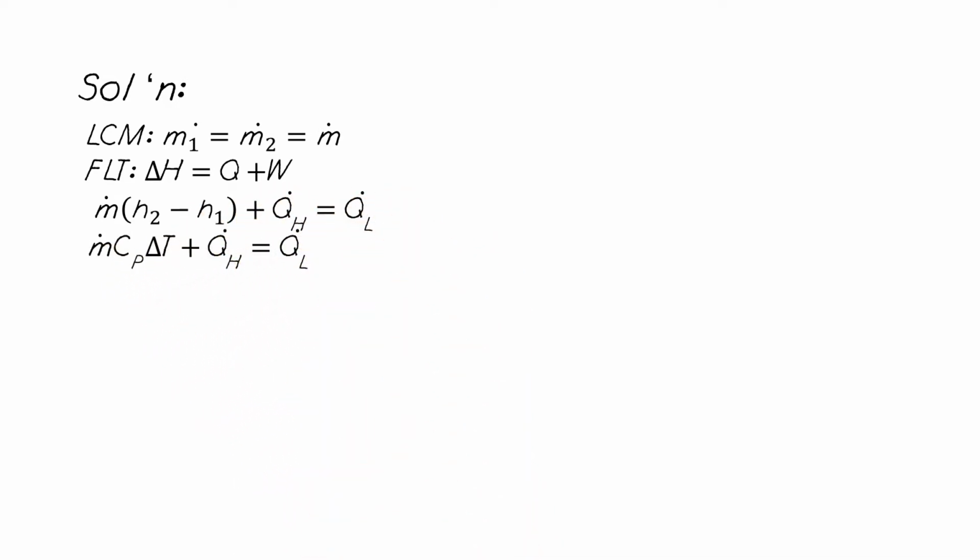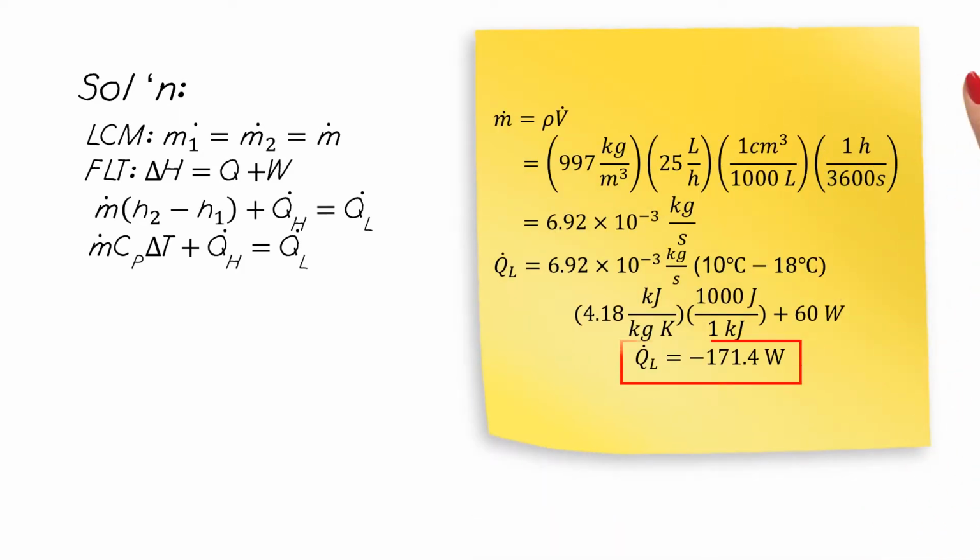The law of conservation of mass of this process is mass 1 is equal to mass 2. To simplify, let mass 1 and mass 2 be equal to mass. The first law of thermodynamics of this process is the rate of change in enthalpy equal to the sum of the rate of heat transfer and the rate of the work. For ideal gas, enthalpy is Cp dT. Hence, in the equation, mass flow rate is equal to the volumetric flow rate multiplied by the density of the substance, which in the problem is water.